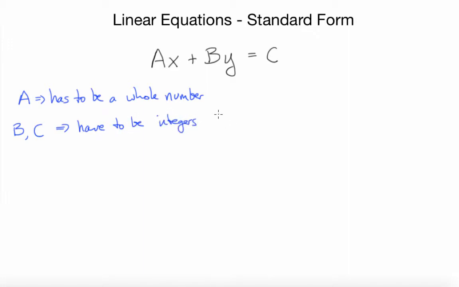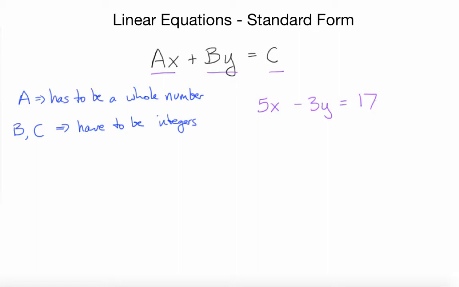What does that mean? It means it can't be a fraction, it can't be a decimal, but it could be positive, it could be negative. They just have to be integers. And then obviously you can kind of tell from the format, we have x and y on the same side. We usually always follow with the x term, followed by the y term, and then we have our constants on the other side of the equal sign. So an example could be, we could have 5x minus 3y equals 17.